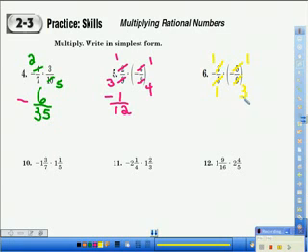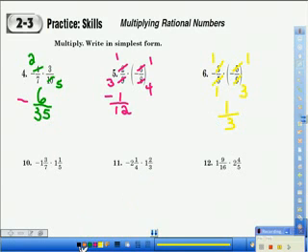Now we're at step 3, where we multiply the numerators. 1 times 1 is 1, and 1 times 3 is 3. And we have our signs. Negative times a negative is positive. Very good.